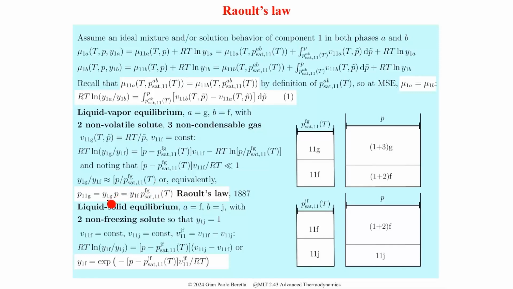This is a formula. You can also remember then that since for an ideal gas mixture, ideal Gibbs-Dalton mixture of ideal gases, the partial pressure of the component is equal to the mole fraction times the pressure of the mixture. This can also be written as the partial pressure. And so the partial pressure of the component 1 in the mixture is equal to the mole fraction in the liquid times the saturation pressure of component 1.